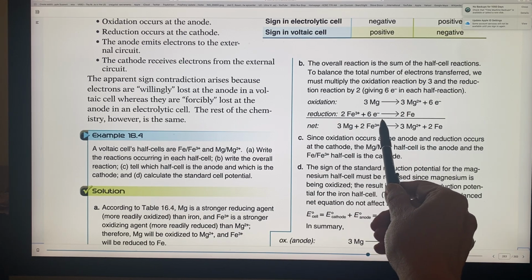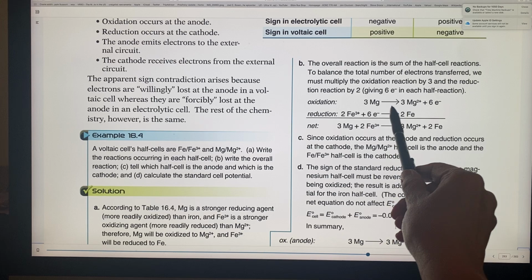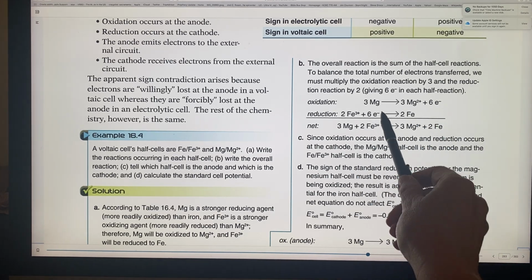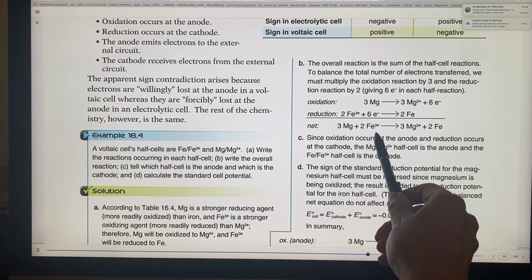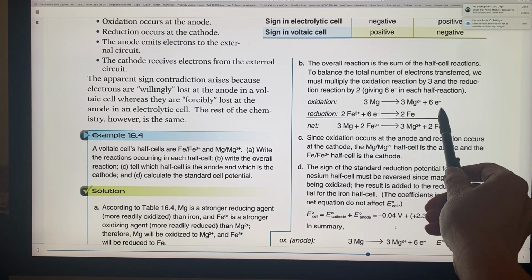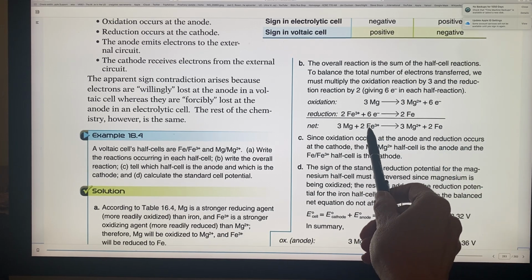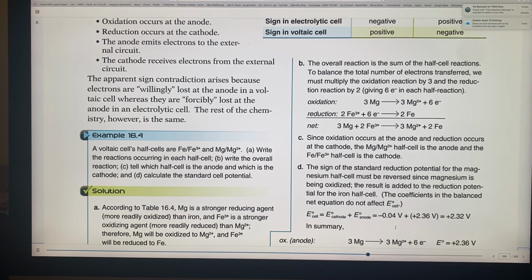We just want them both to be 6, and then we're going to have 6 electrons. This is what we're balancing. We need 6 electrons on both sides to be balanced, and this is going to be our net. Now we can get rid of those 6 electrons: 3 magnesium plus 2 iron ions equals what? 3 magnesium ions and 2 irons. So basically the iron has ions on this side, and magnesium has ions on this side. Okay, so we have that.